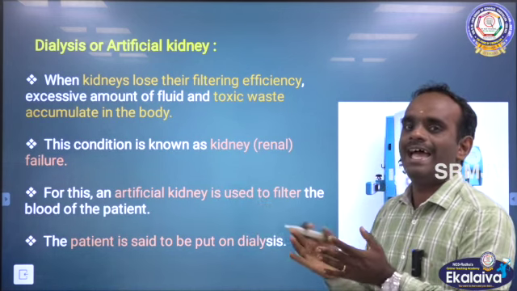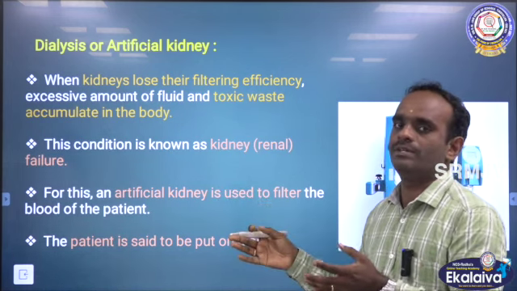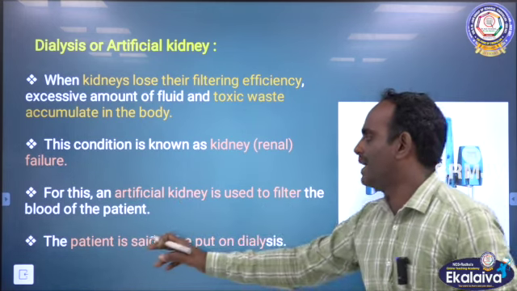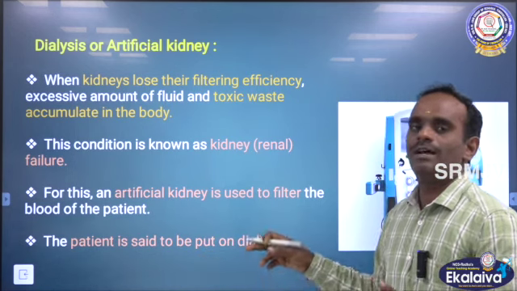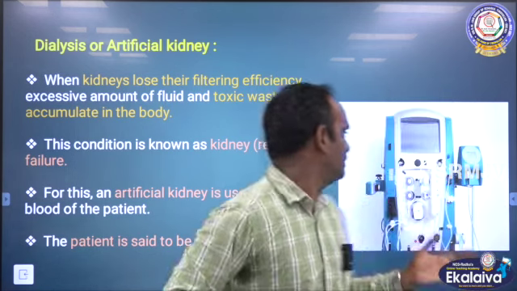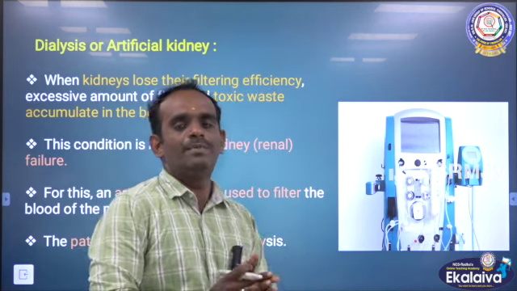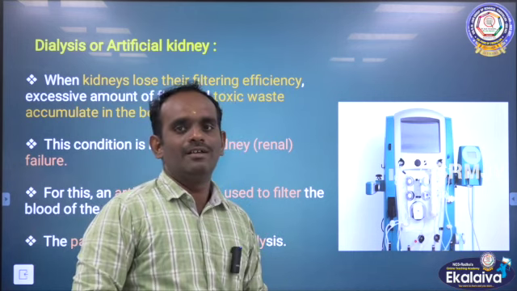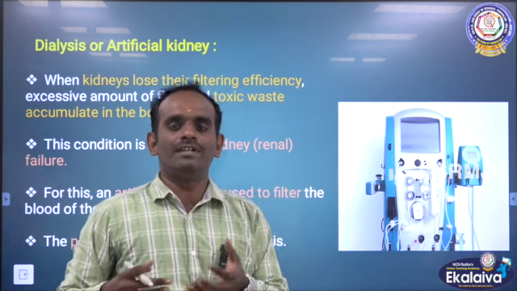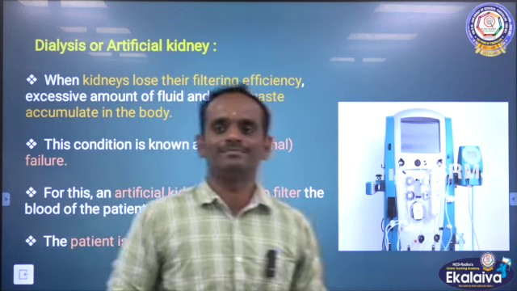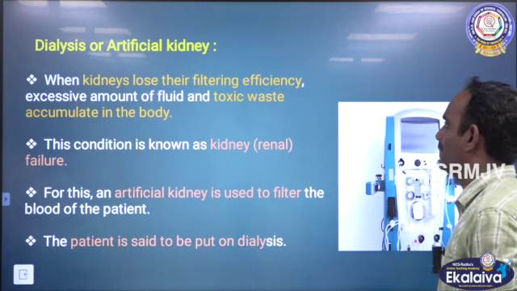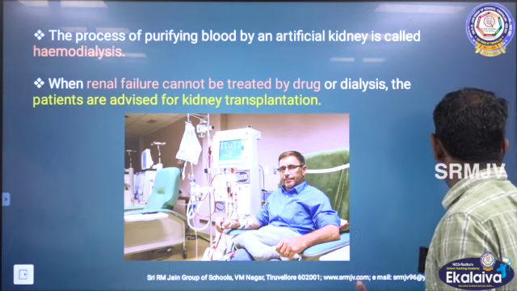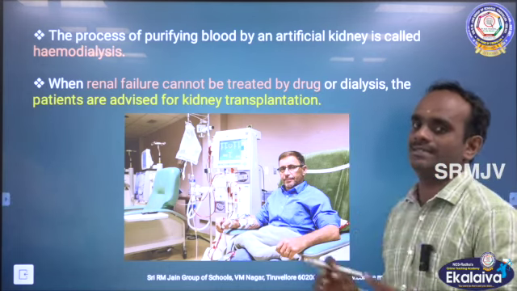For this, an artificial kidney, which is an instrument, is used to filter the patient's blood. The patient is said to be put on dialysis. See the picture of the dialysis instrument. If a person has kidney failure, he or she goes for dialysis. What happens in the normal filtration process is done with the help of the instrument. The process of purifying blood by an artificial kidney is called hemodialysis.